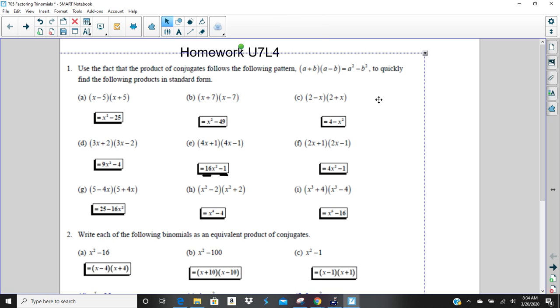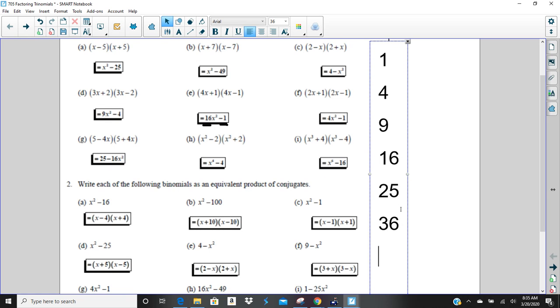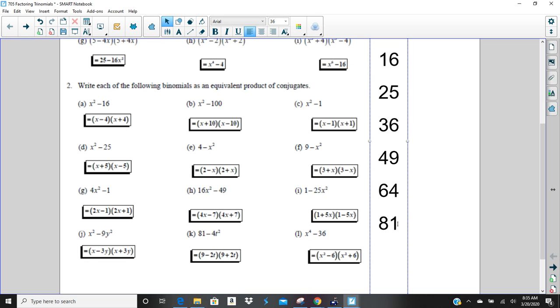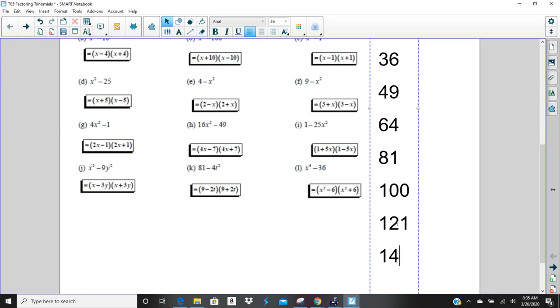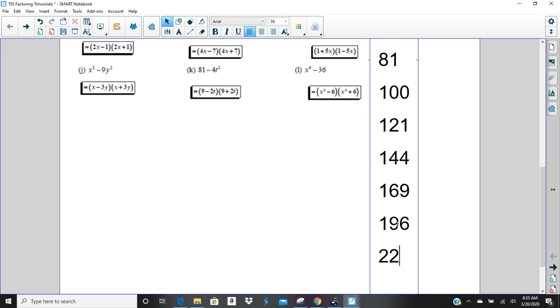We have 1 times 1 is 1, 2 times 2 is 4, 9, 16, then 25, 36, 49, 64, 81, 100, then we have 121, 144, 169, 196, and we have 225.